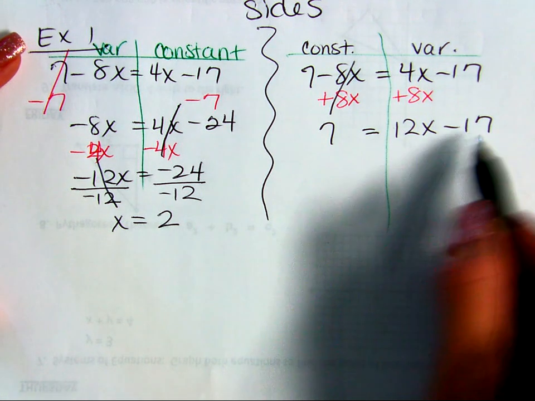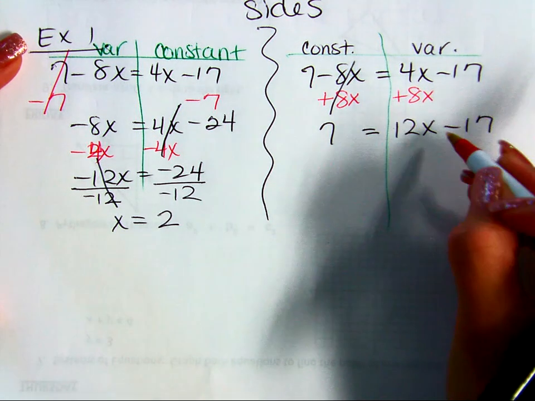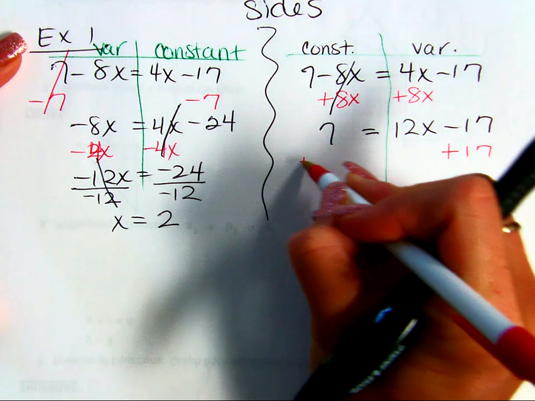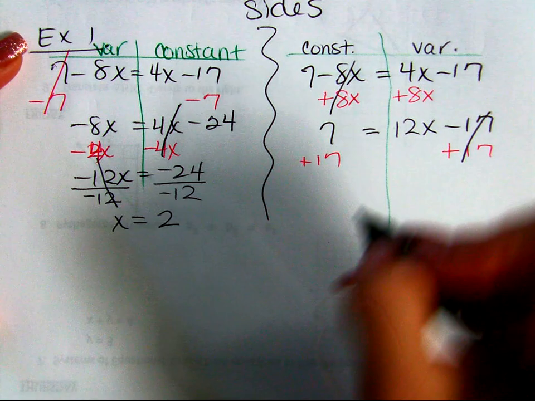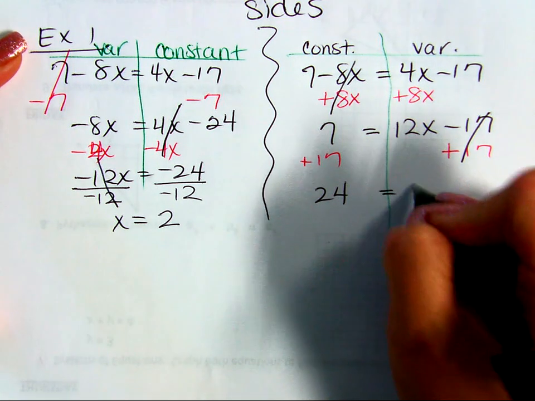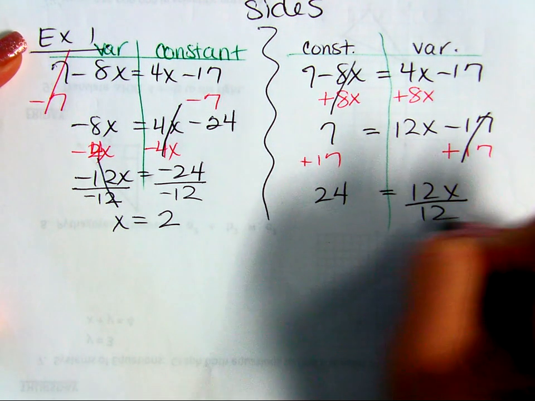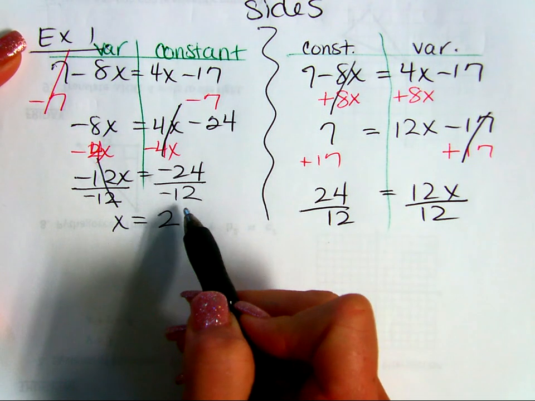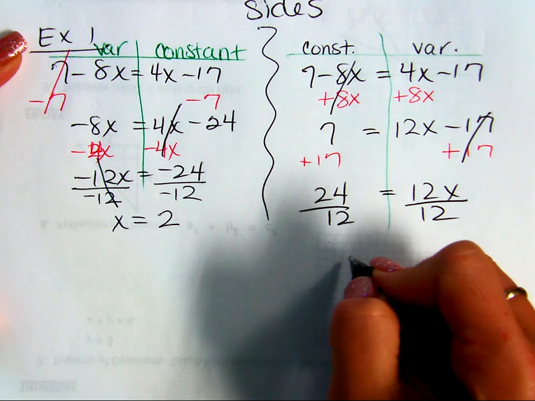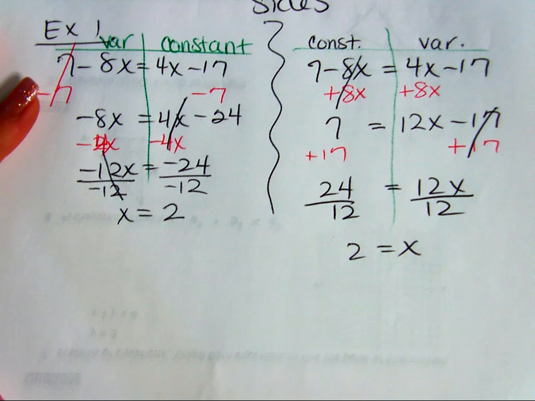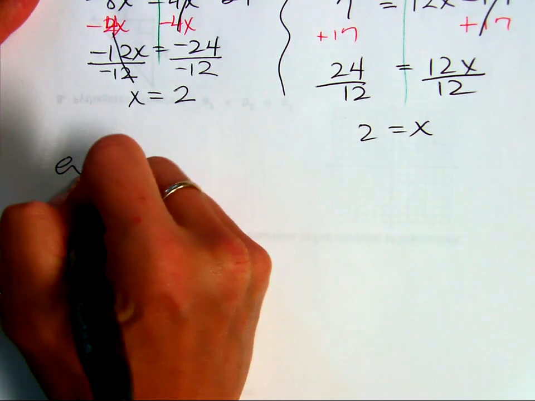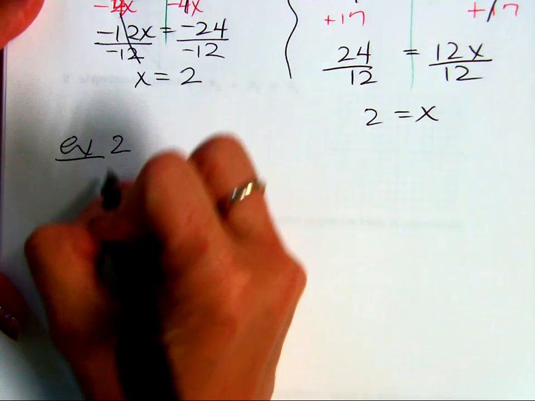Well, what's going to happen with this 24 when I cancel this out? The 24 is now positive, right? So if I have a positive 24 divided by a positive 12, doesn't that give me the same answer as a negative 24 divided by a negative 12? Yes. So 2 is equal to x, and it works out. There are going to be problems where it'll be to your advantage to put them on the left, and I'll show you why. Okay, good so far? All right, let's do example 2.